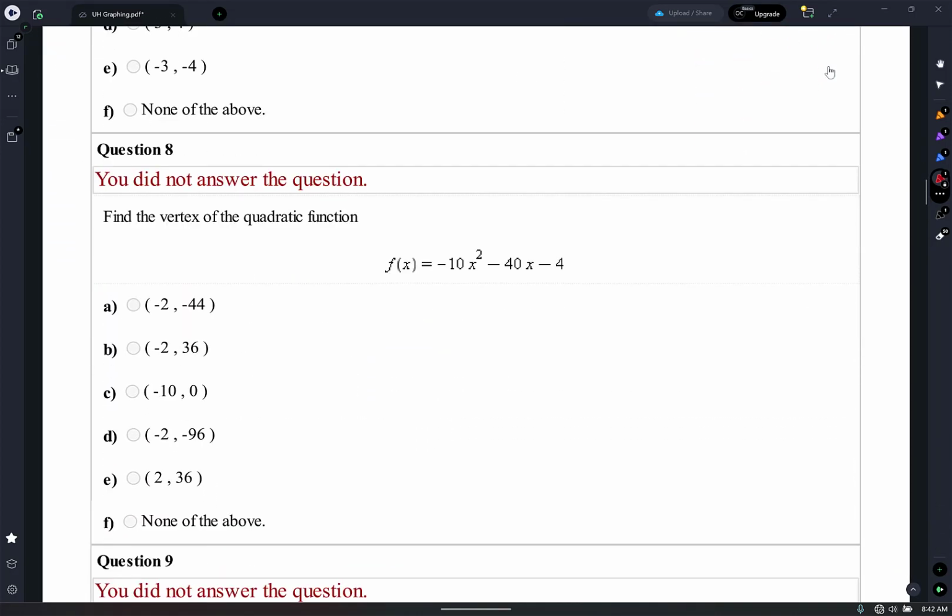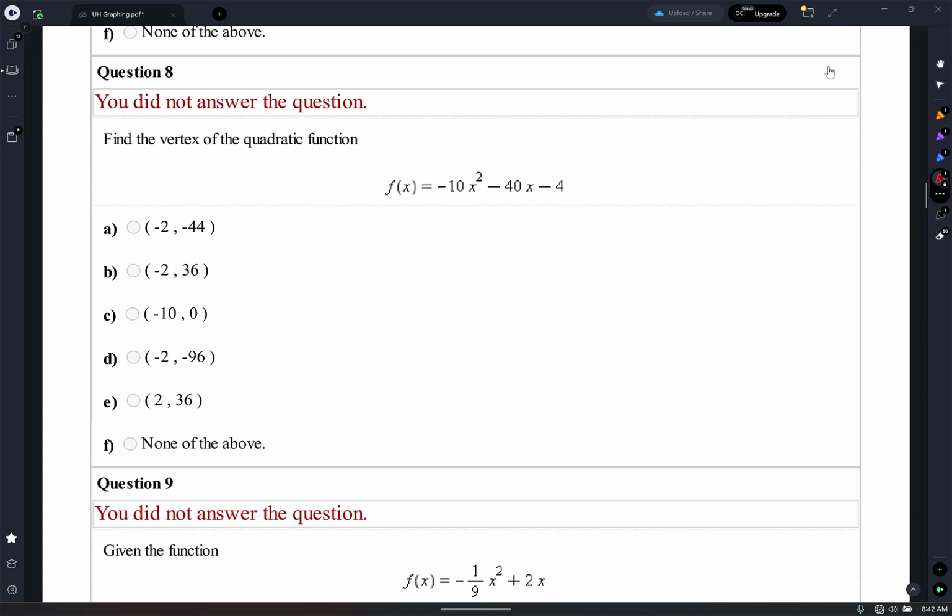Find the vertex again. Same thing, guys. I'm just going to complete the square. I'm going to group these first two here. I'm going to factor out a negative 10. Whatever's in front of the x squared is what I'm going to factor out. x squared plus 4x plus blank, minus 4. I didn't factor anything out of that 4. I don't see any mistakes.